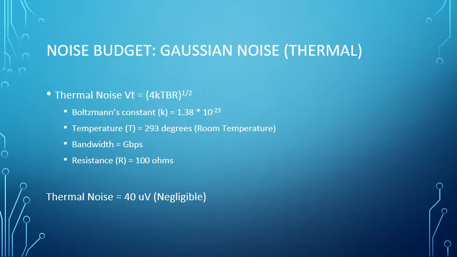Our thermal noise equation is the square root of 4kTBR, with k standing for Boltzmann's constant, T for temperature, B for bandwidth, and R for resistance. We wanted to put this in the realm of room temperature, so we chose to go with 293 Kelvin. Our bandwidth was 1 gigabit per second, and our resistance about 100 ohms. Putting this into the equation, our thermal noise came out to be about 40 microvolts, which is completely negligible compared to the other Gaussian sources.